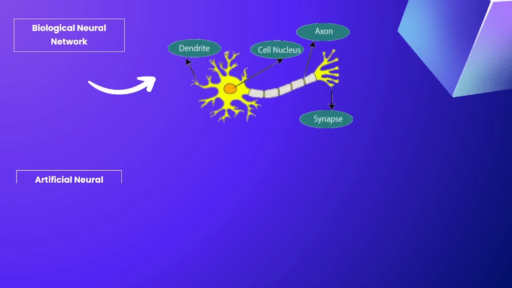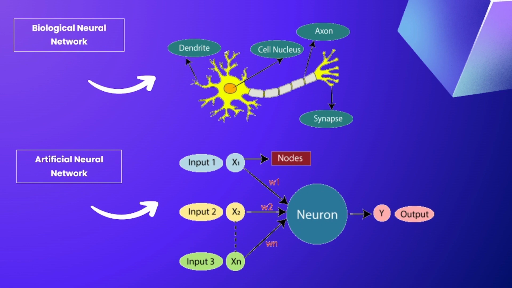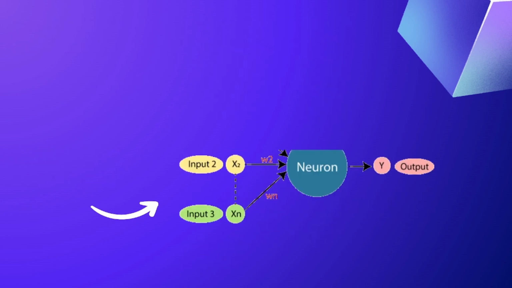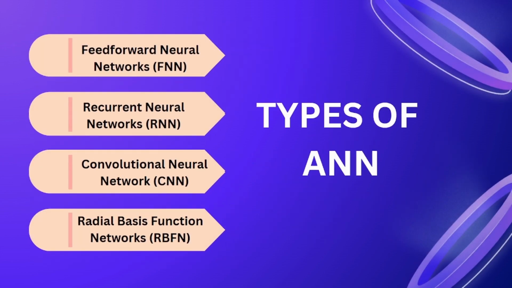So let's take an example. Here we have a picture of a biological neural network and an artificial neural network. By seeing these pictures, we can conclude that dendrites in biological neural networks are the input in an artificial neural network. Cell nucleus is represented as nodes, synapse is the weight, and axon represents the output. Just like a brain that can recognize patterns, make decisions and learn from data, ANN performs similar tasks.